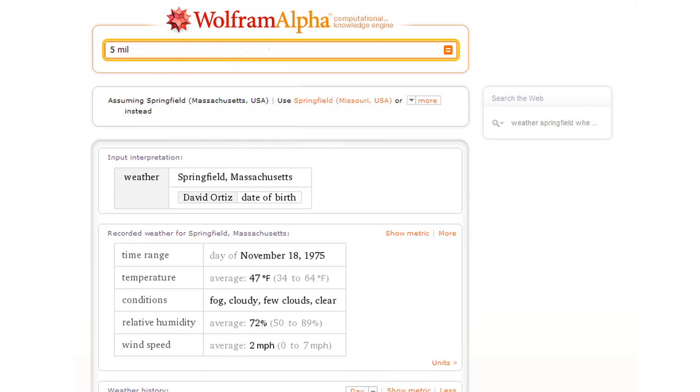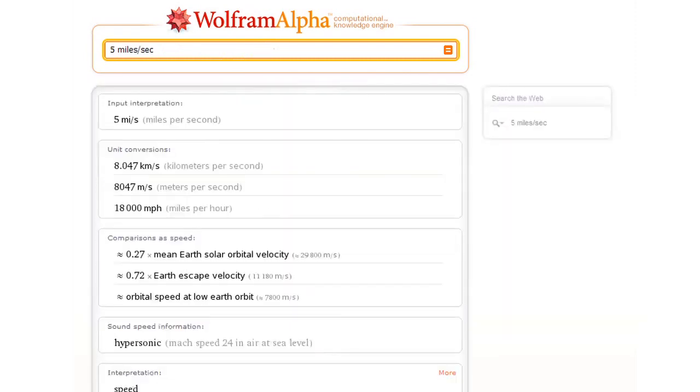Let's try something completely different. How about 5 miles per second? So Wolfram Alpha here tells us about useful unit conversions, then it gives us various comparisons that help us understand this quantity. Or how about $17 per hour?